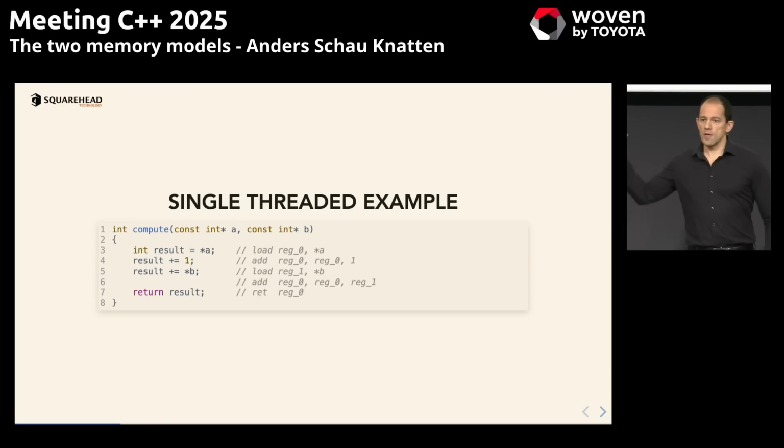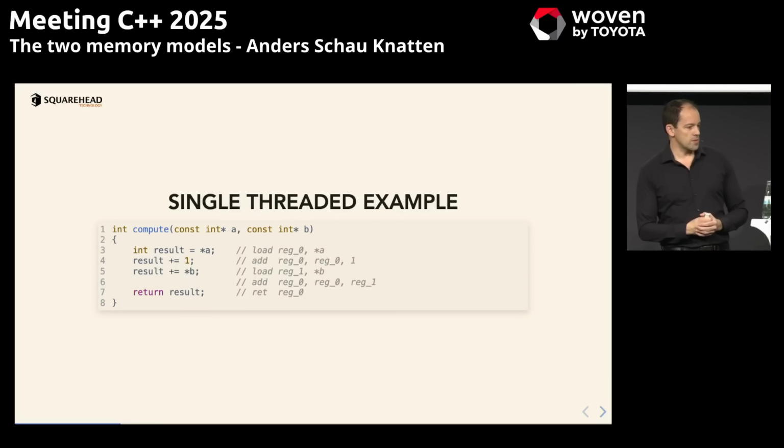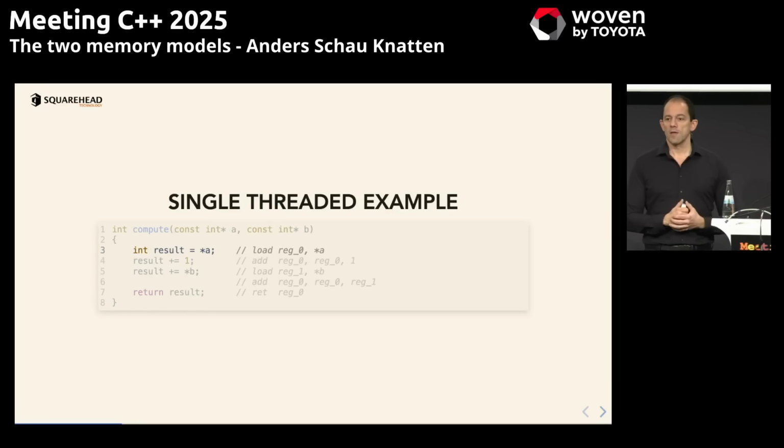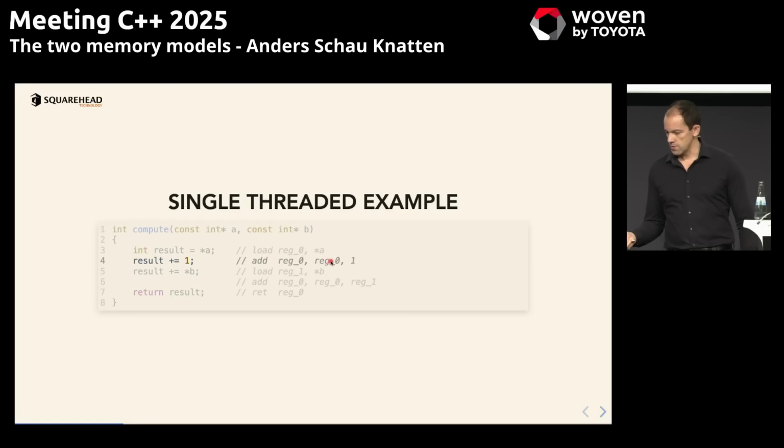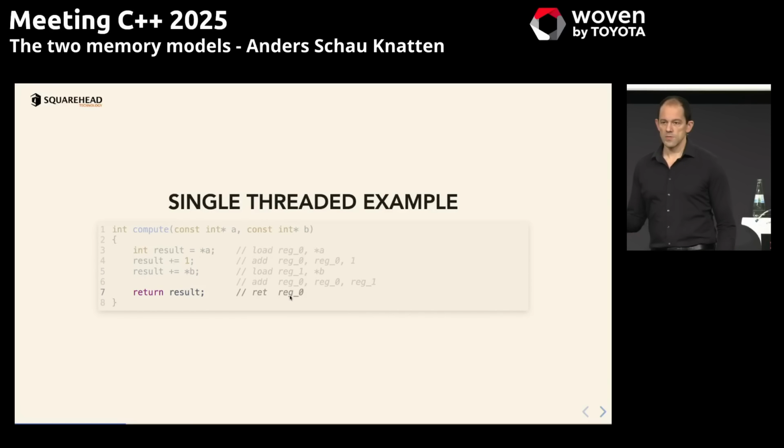If we annotate this with some pseudo assembly code, we can see here that it's loading the A pointer into register 0. Then it's adding 1 to register 0 and storing that in register 0. Then it's dereferencing B into register 1, adding the 2 registers together, putting the result in register 0, and then returning that. This is pseudo-assembly. This is not an actual assembly language, just simplified.